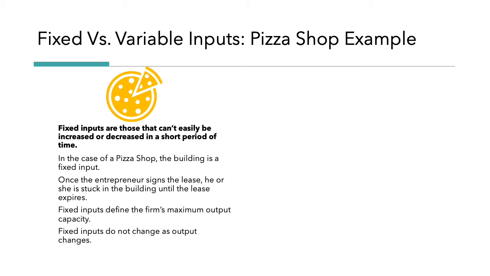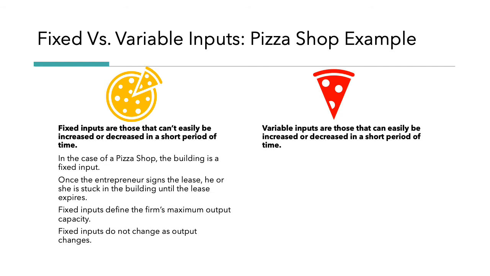So even as you produce more and more pizza, you're not going to get more building, right? That's not a change you can make in the short run. So fixed inputs do not vary with output.